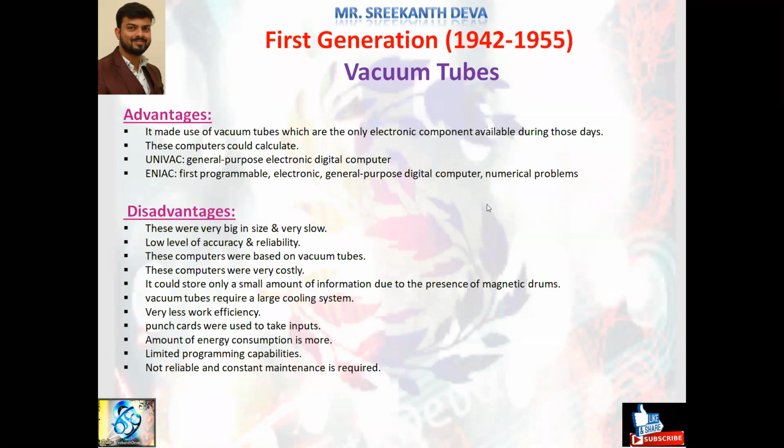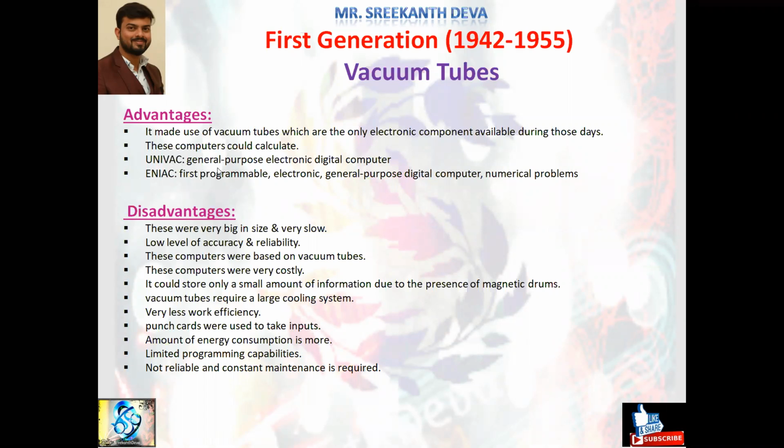Yes, we try to discuss some advantages and disadvantages here. Vacuum tubes were the only electronic component available during those old days. See, in that period only vacuum tubes were available. Those computers were very fast to calculate. Vacuum tube technology made what possible? The electronic digital computers, easily available and somewhat expensive. They were capable of performing arithmetic and logical operations. The best examples they used were UNIVAC and ENIAC.